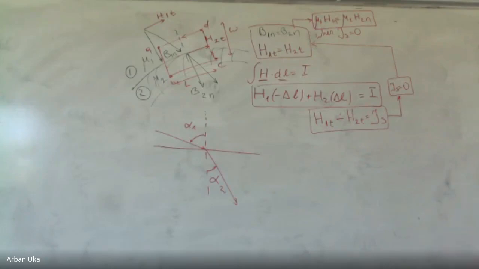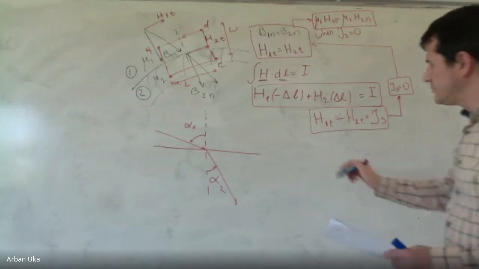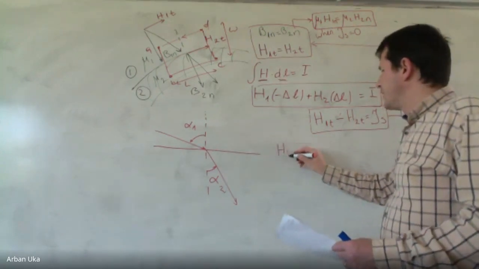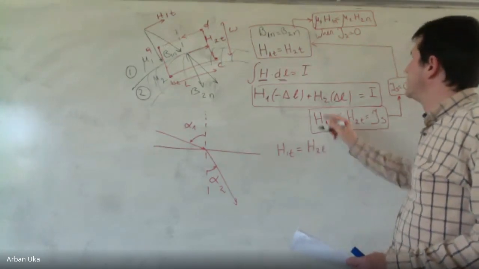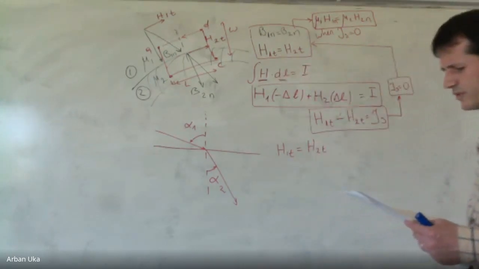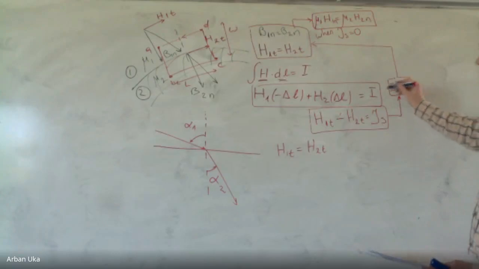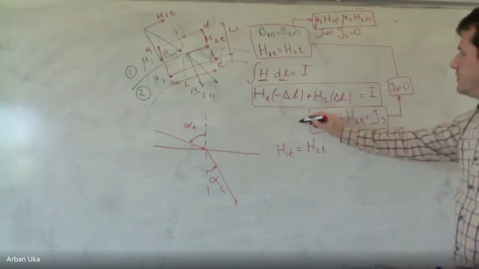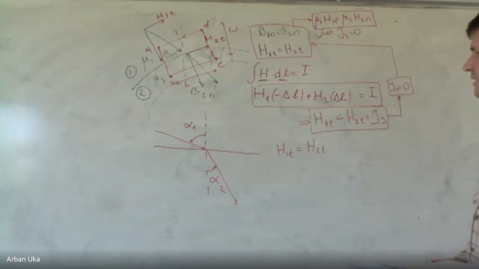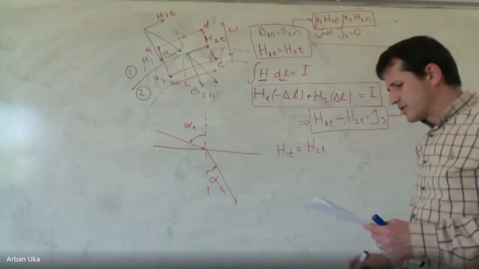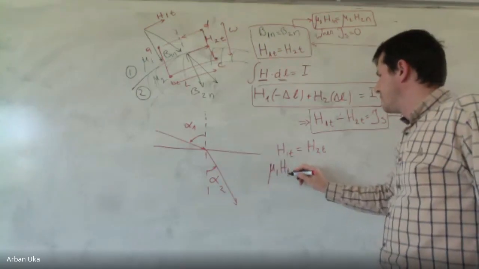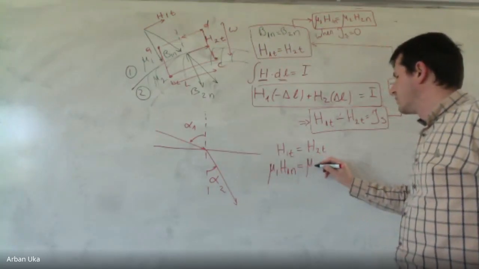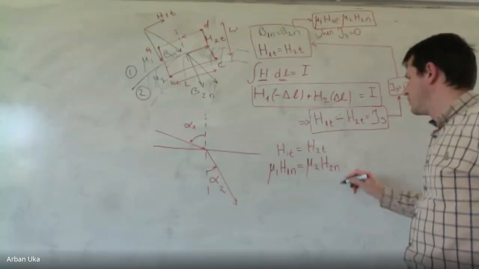So we can use these two terms. And then if we use the angles here, we can write H1 tangent is equal to H2 tangent. We are using this expression because J is equal to 0. And then the other expression is going to be mu1 H1 normal is equal to mu2 H2 normal.